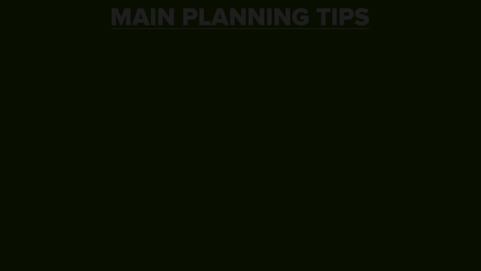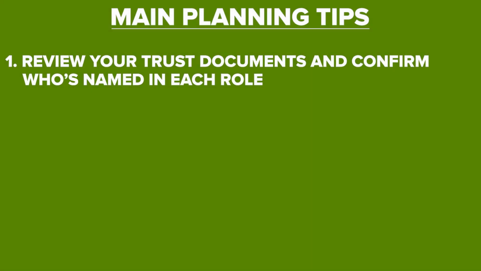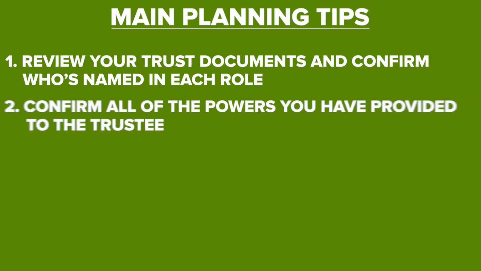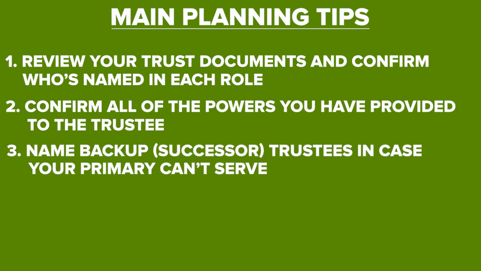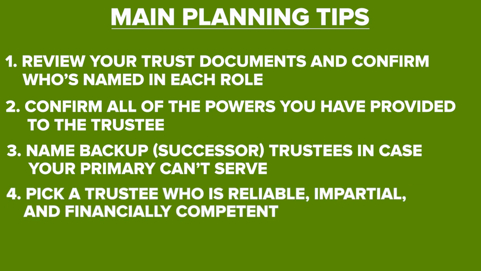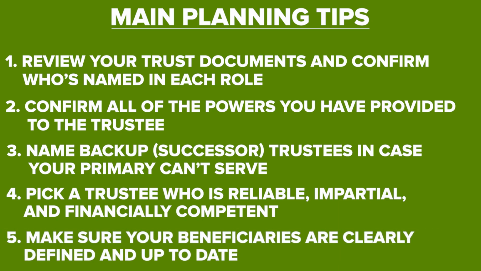When it comes to trusts, there are 5 main planning tips. Number 1, review your trust documents regularly and confirm who is named in each role. Number 2, confirm all powers you have provided to the trustee. Number 3, name a backup or successor trustee in case your primary trustee can't serve. Number 4, pick a trustee who's reliable, impartial, and financially competent. And number 5, make sure your beneficiaries are clearly defined and up to date.